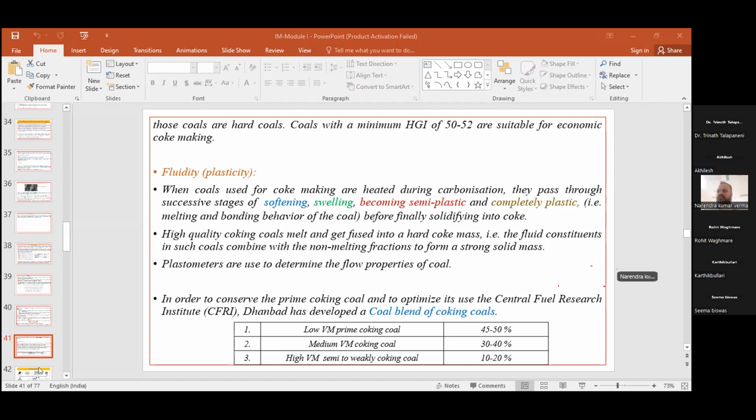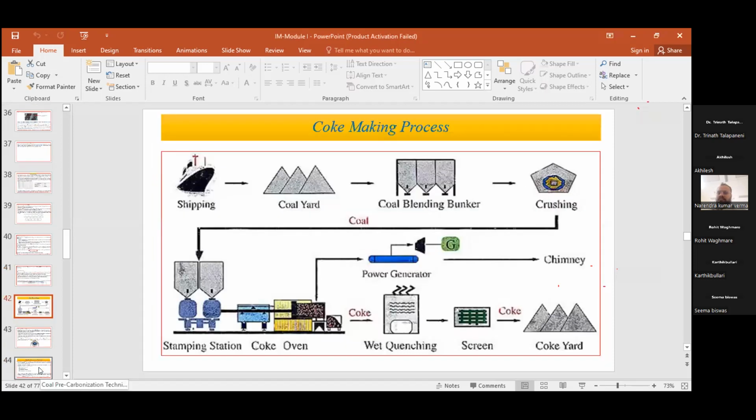Now we will move on to the coke making process. So this is the general flow chart of coke making process.